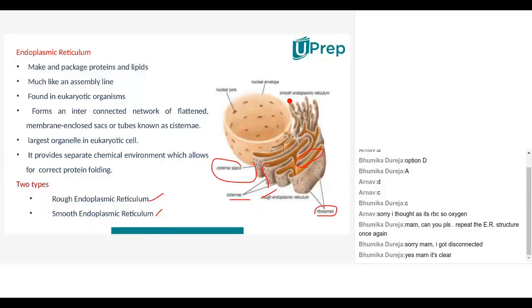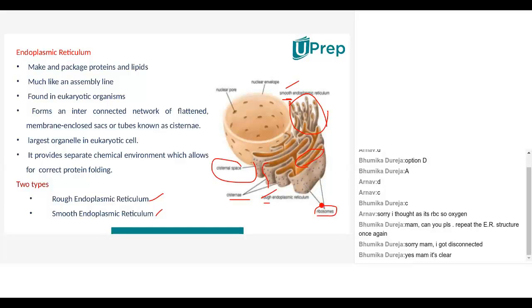This part, I'm making a circle in the diagram, see. So this part is not having any ribosomes on it. So it is smooth endoplasmic reticulum. The labeling was somewhat blurred to me. I don't know how you got the slide. This is smooth endoplasmic reticulum without ribosomes, and this is rough endoplasmic reticulum with ribosomes.